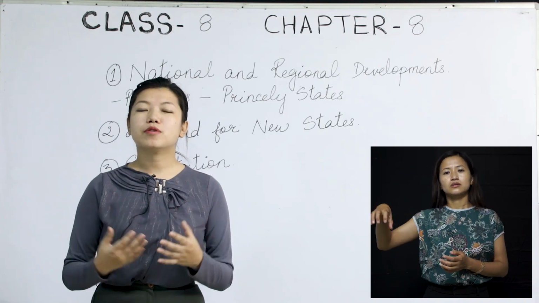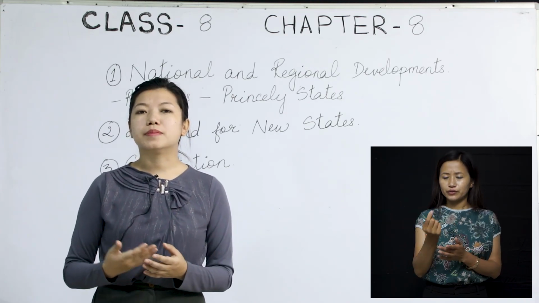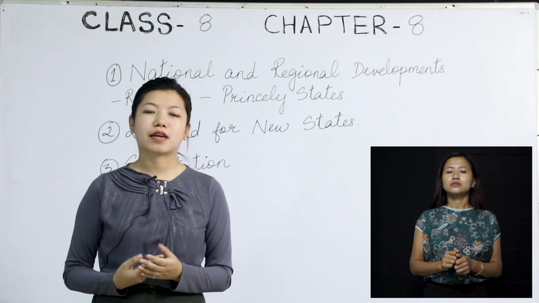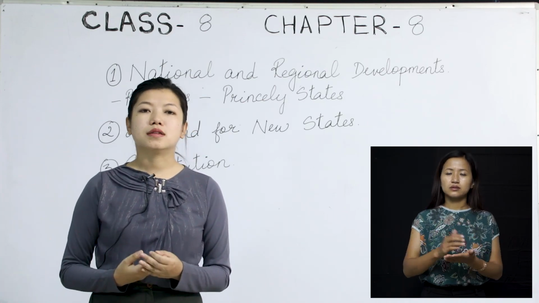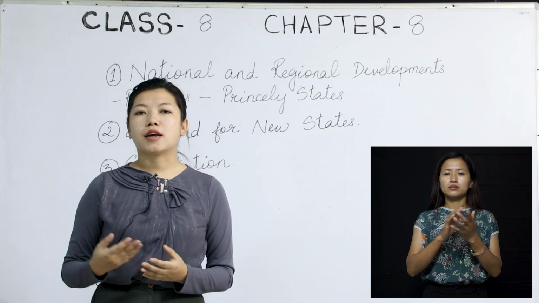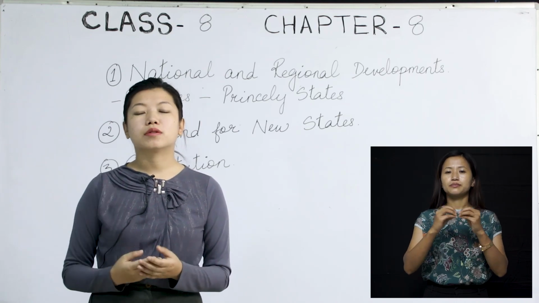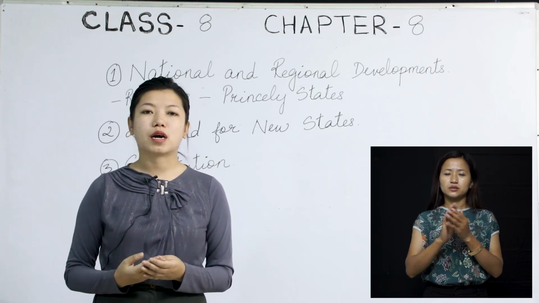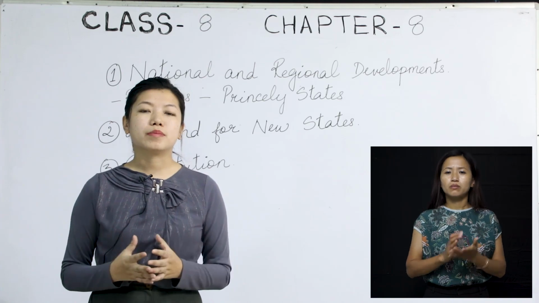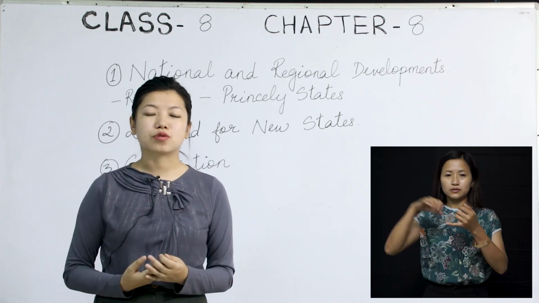However, only a few of them were able to declare themselves as a separate state, like for example Myanmar, Bangladesh, and also Nepal. They went about and formed another country. However, most of the princely states were under the control of India.